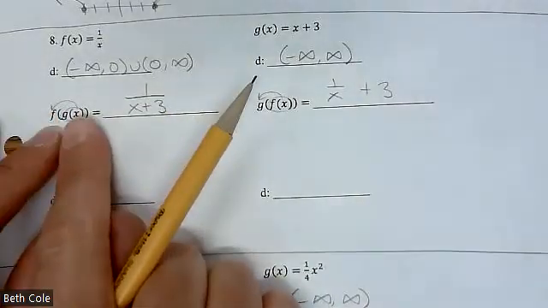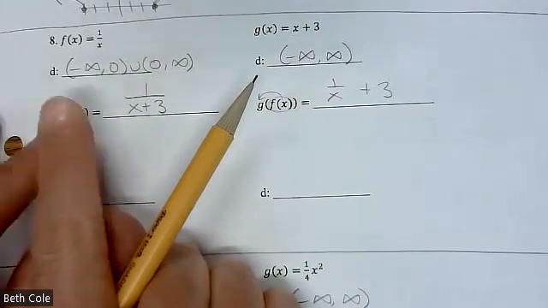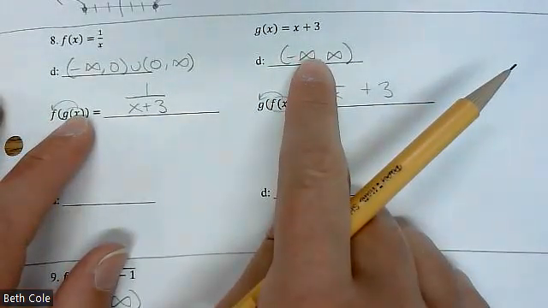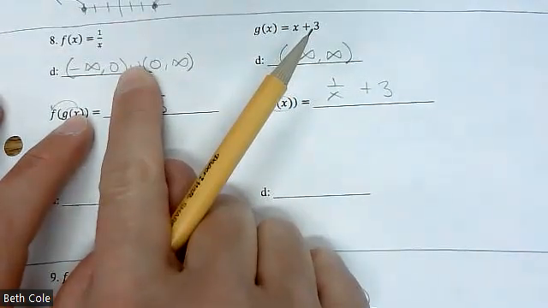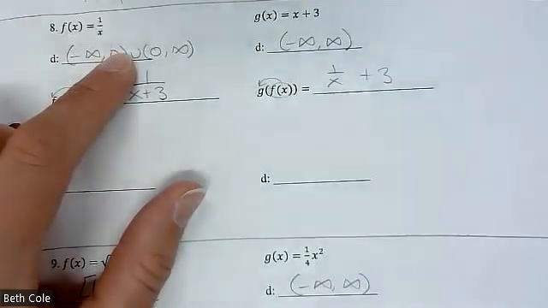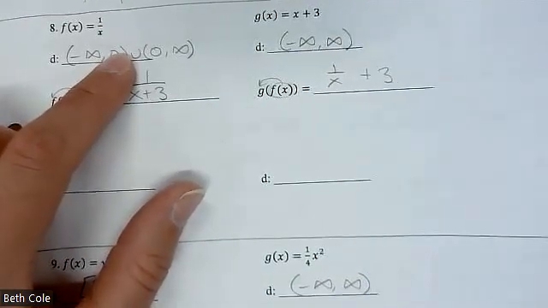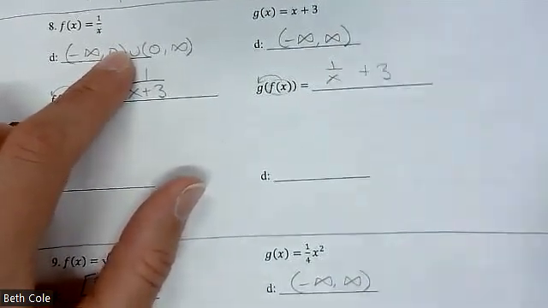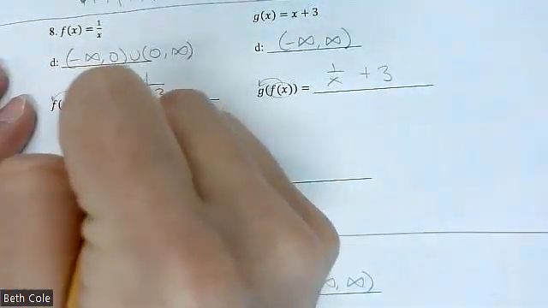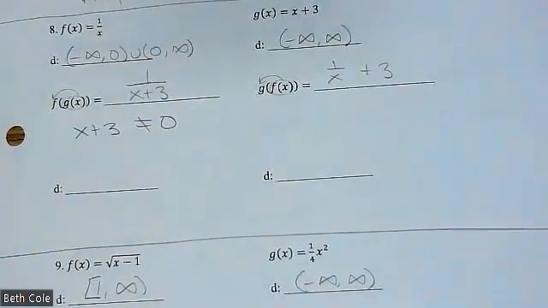Which one's the inside function? G. Does G have a restriction? Great. Does F have a restriction? Hey, G of X, you better not equal 0. I better not hear that you were hanging out with 0 or else. Do you get what I'm saying? So you're going to take G of X, this X plus 3, and say, hey, you better not equal 0. I better not hear that you're hanging out with 0 or else taking your car away.